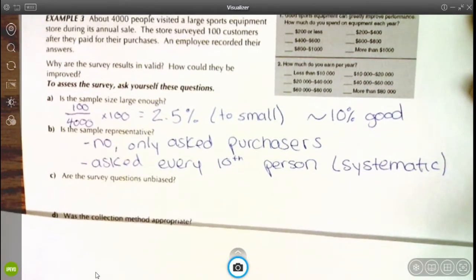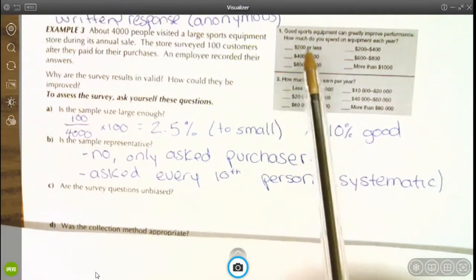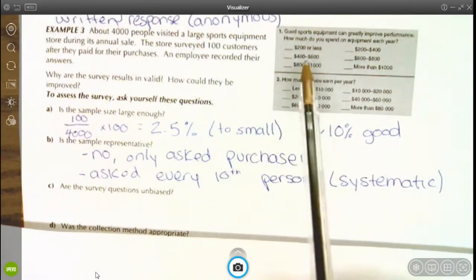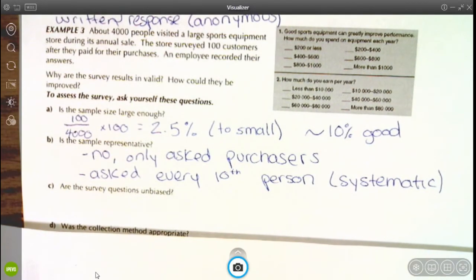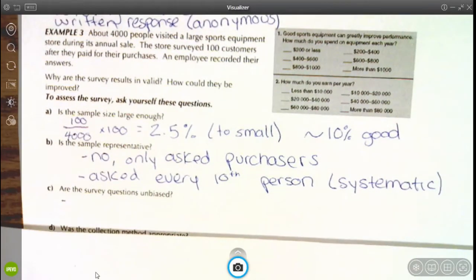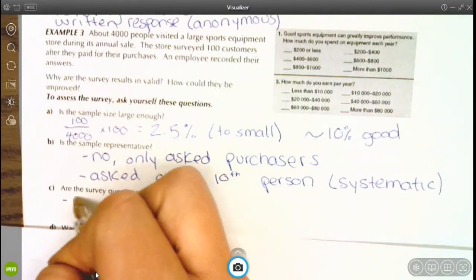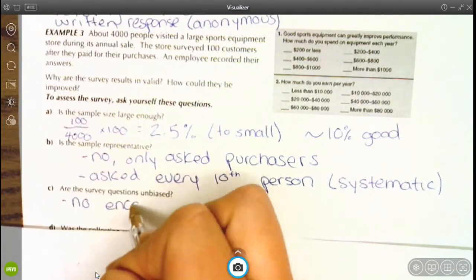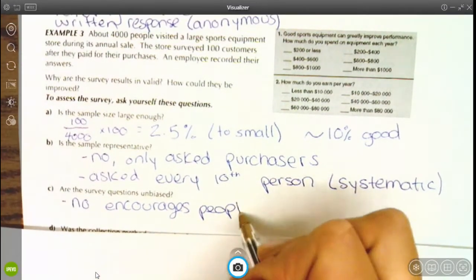Are the survey questions unbiased? So if we take a look, the survey questions are here. So the first one says, good sports equipment can greatly improve performance. How much do you spend on equipment each year? So they definitely lead with information that encourages you to possibly lie. So I would say no, it encourages people to exaggerate with that unnecessary information at the beginning.